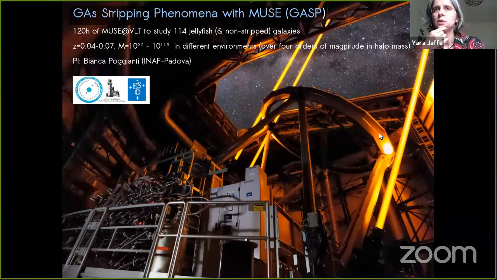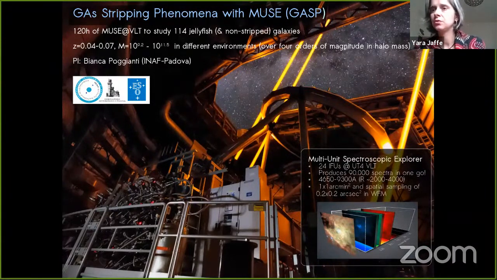So we got 120 hours of MUSE time to follow over 100 of these jellyfish galaxies. And the great thing about MUSE, for those of you that don't know this instrument, is that it's an integral field spectrograph that gives us a lot of information.